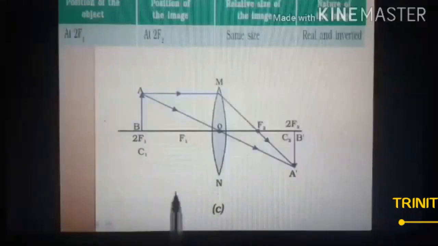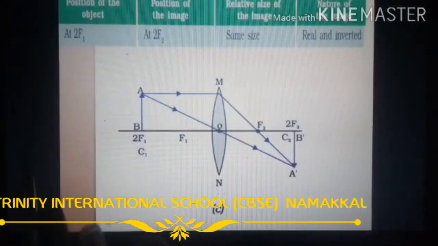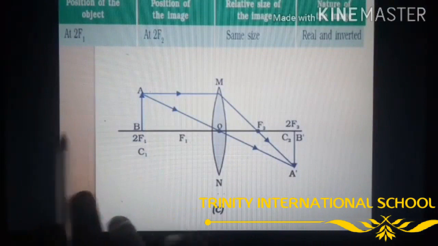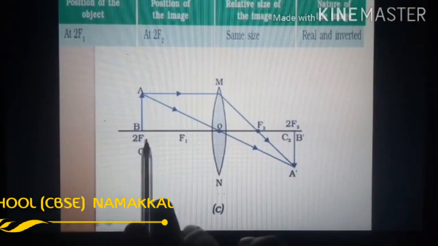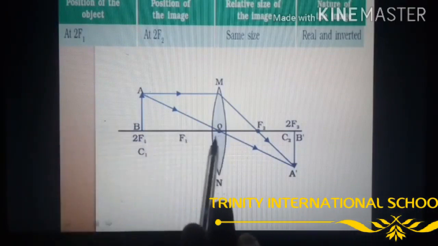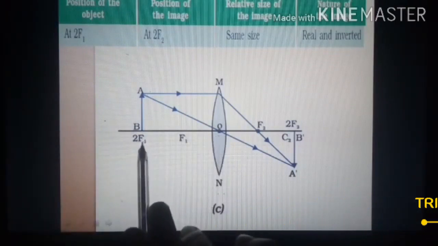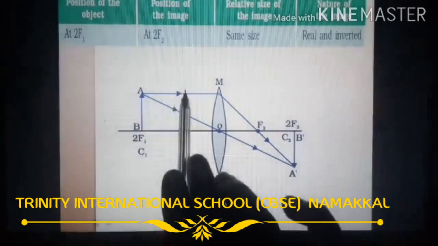The object is now placed at 2f1. The first case was beyond that, at infinity. The second case was beyond 2f1. Now 2f1. So the objects are, in every case, moving closer towards the optical center. Now at 2f1, in order to find the image of this object, we have to consider two rays.